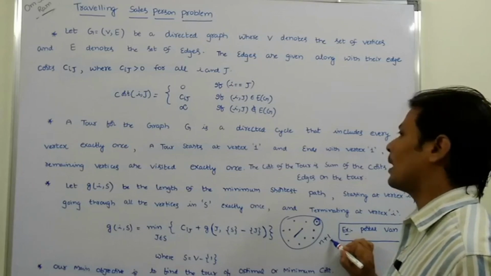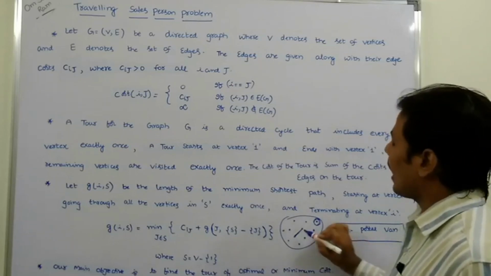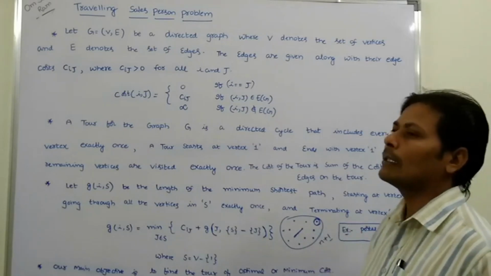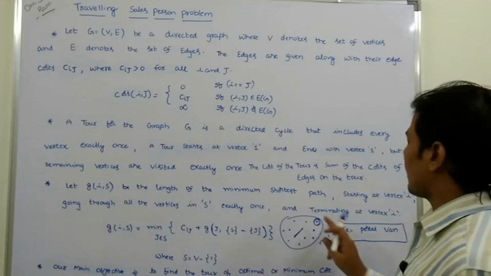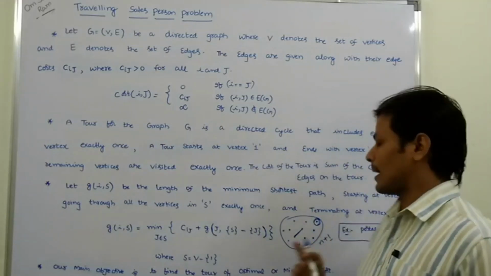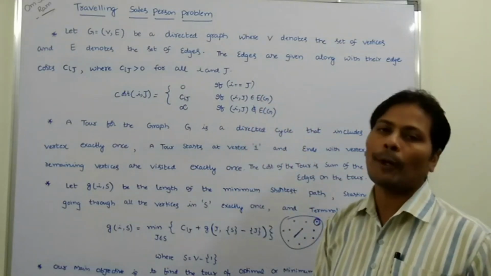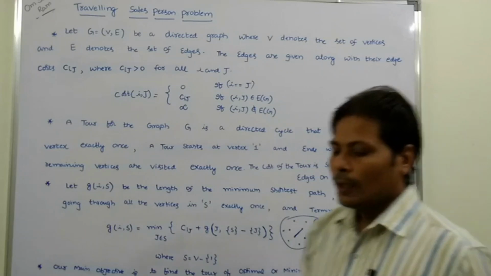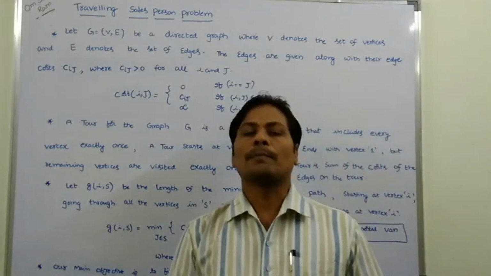Here 1 is nothing but the starting post office and ending post office. The edge cost represents the distance between two post offices. So this is the example for a postal van, the example postal van for the traveling salesperson problem.